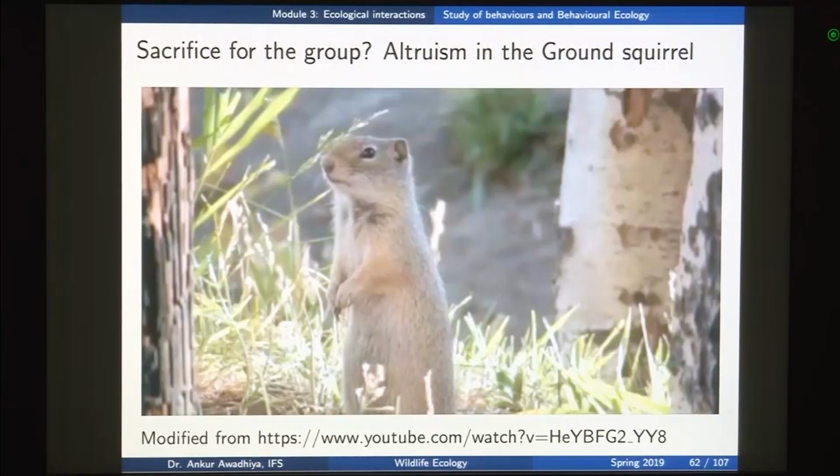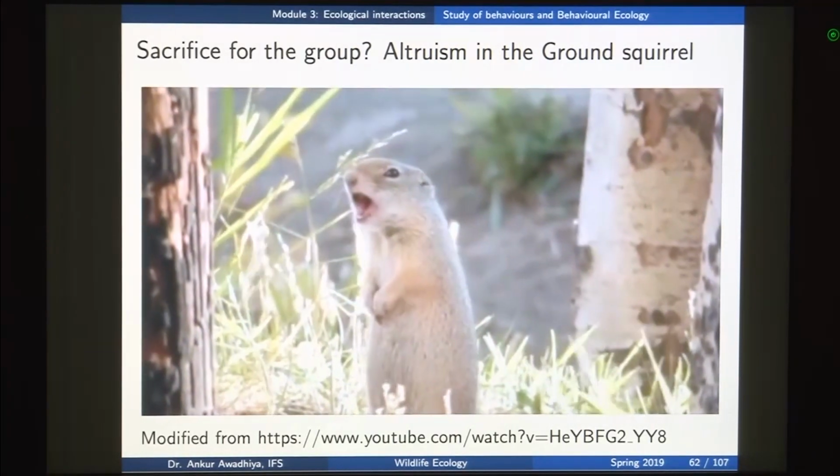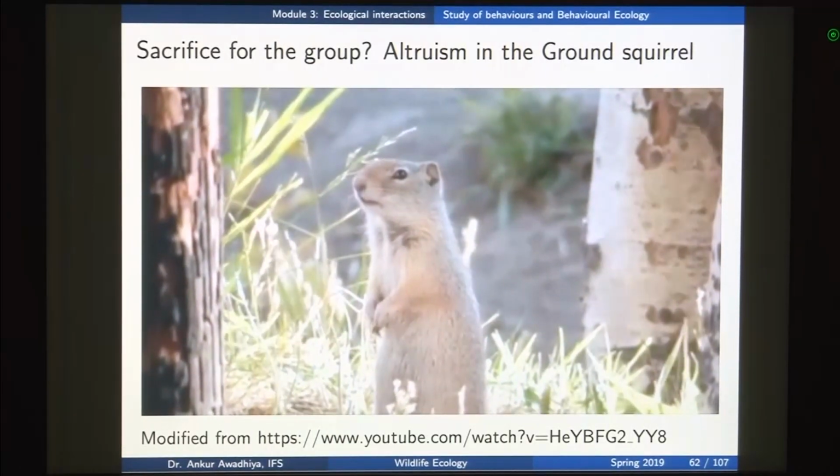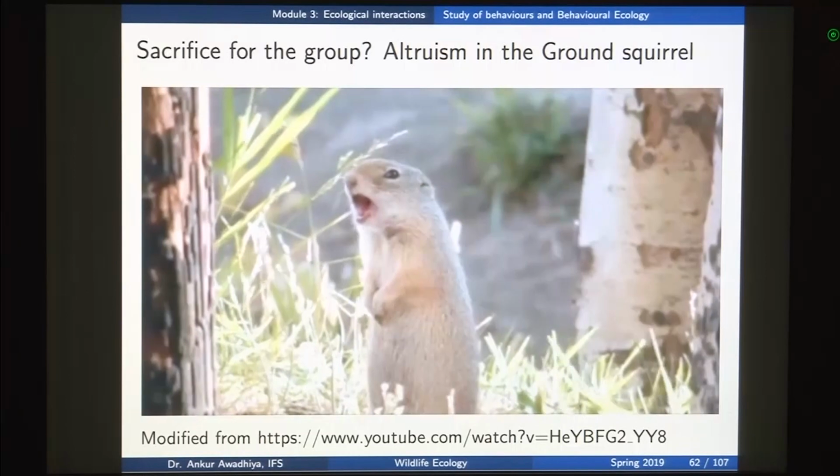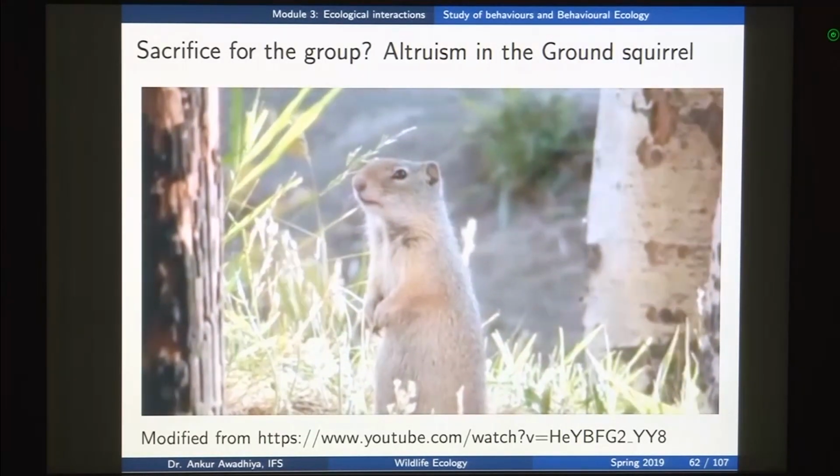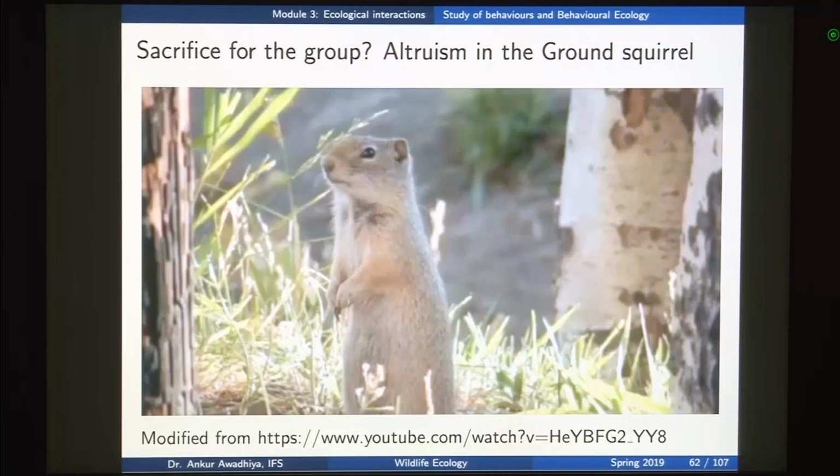Now, another example is, if you are living in a group, then there is a chance that you will find a predator nearby, and you have to make a decision whether or not you should give out an alarm call. Now, what is an alarm call? This is a ground dwelling squirrel, a species of squirrels that lives on the ground. It lives as part of a group, and whenever it sees a predator, it gives out this alarm call.